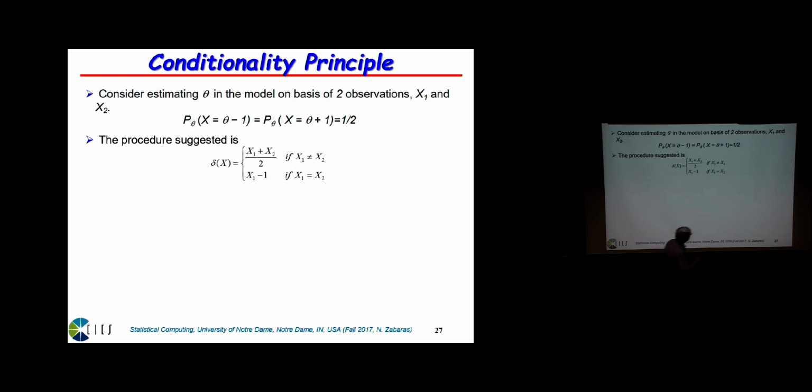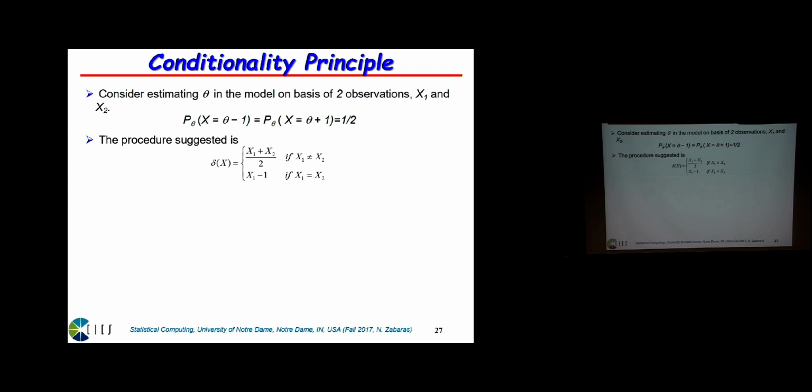Okay. So let's do the following scenario. We have a probability that x can take the value theta minus 1 or the value theta plus 1, and we assign the same probability to each of these two values. This is our model, and we want to make an estimate for theta, and so my rule for estimating theta, this is my estimator.